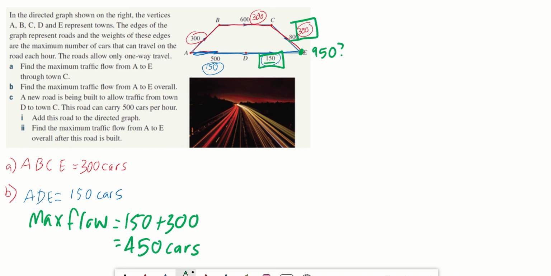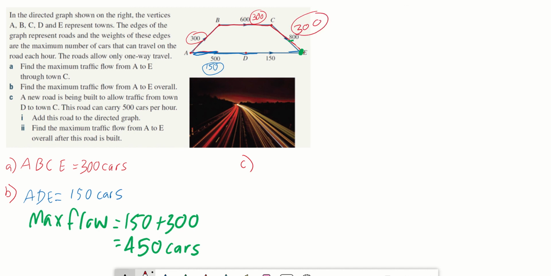Okay, now let's look at C. C says a new road is being built to allow traffic from town D to town C, and this road can carry 500 cars per hour. So if I just clean up my network a little bit, I don't want to take out too much important information. I'll just add that 300 back in.